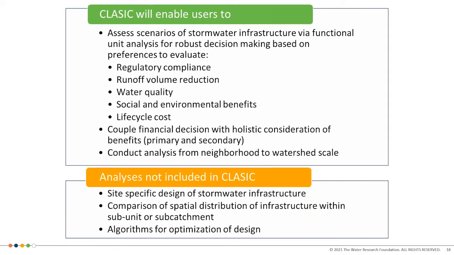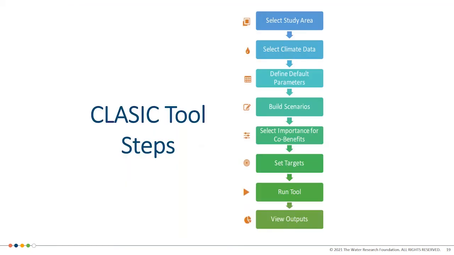What CLASIC wasn't really designed to do was site-specific design of stormwater infrastructure. Like I said, CLASIC is intended to inform these high-level screening decisions, and then a user may move to some of the other existing tools for more detailed site-level design of stormwater control measures. It does not include comparison of spatial distribution of infrastructure within a subunit or catchment, and it does not include algorithms for optimization of designs. Rather, the tool is designed so that a user sets up multiple scenarios and compares those scenarios with respect to the hydrologic performance, cost, and co-benefits.